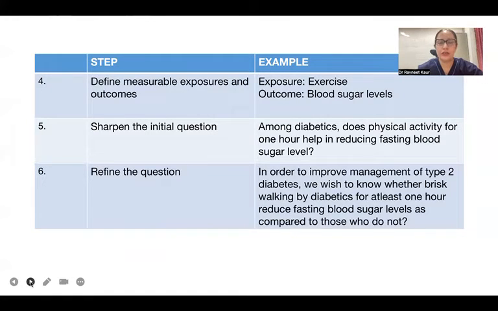Then you can sharpen your initial question by adding more specific details, like among diabetics, does physical activity for 1 hour help in reducing the fasting blood sugar levels? Now we are specifically targeting the fasting blood sugar and physical activity for a time frame of 1 hour. Then you refine the question in the end, which will become your research question. That is, in order to improve management of type 2 diabetes, we wish to know whether brisk walking by diabetics for at least 1 hour reduces fasting blood sugar levels as compared to those who do not.